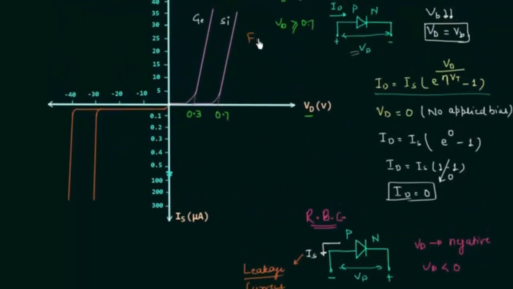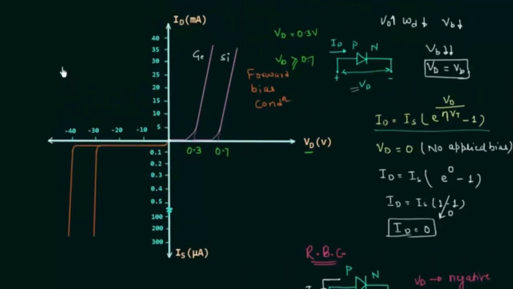This is for forward bias condition, and there is one thing in case of forward bias condition: the diode current ID is equal to I majority, the current due to majority charge carriers, minus I saturation, the saturation current. And when the width of the depletion layer decreases, the majority current due to majority charge carriers increases, and because of this the diode current also increases.